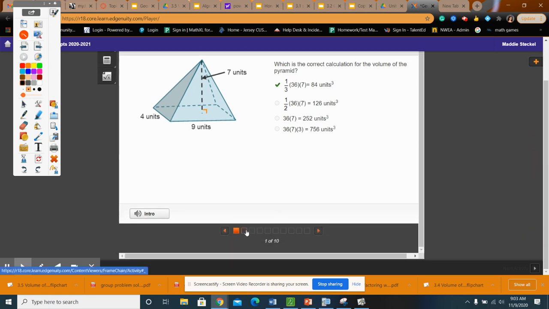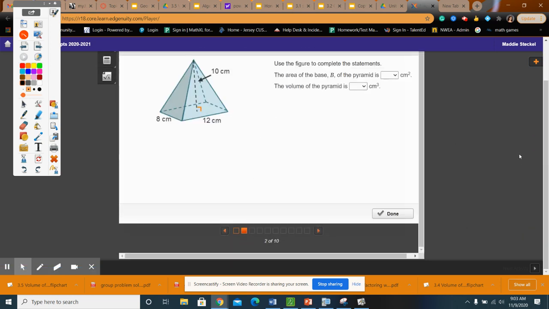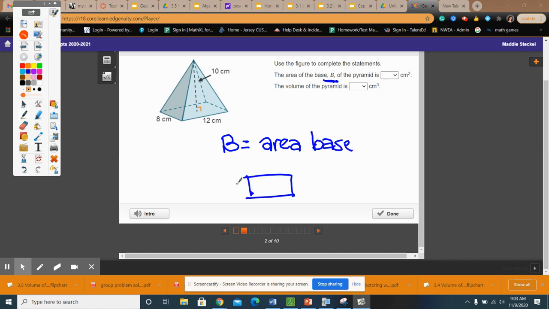Okay, number 2. Follow the steps to find the volume of the pyramid shown. Okay, we are going to find the big B. Big B is the area of the base. So what do you guys have on the bottom? We have a rectangle which is 8 by 12. So type that into your calculator if you need to. Look at your menu choices. 8 times 12. Mrs. Bruno is getting 96. Anybody else get it? Good, they got it too out here.